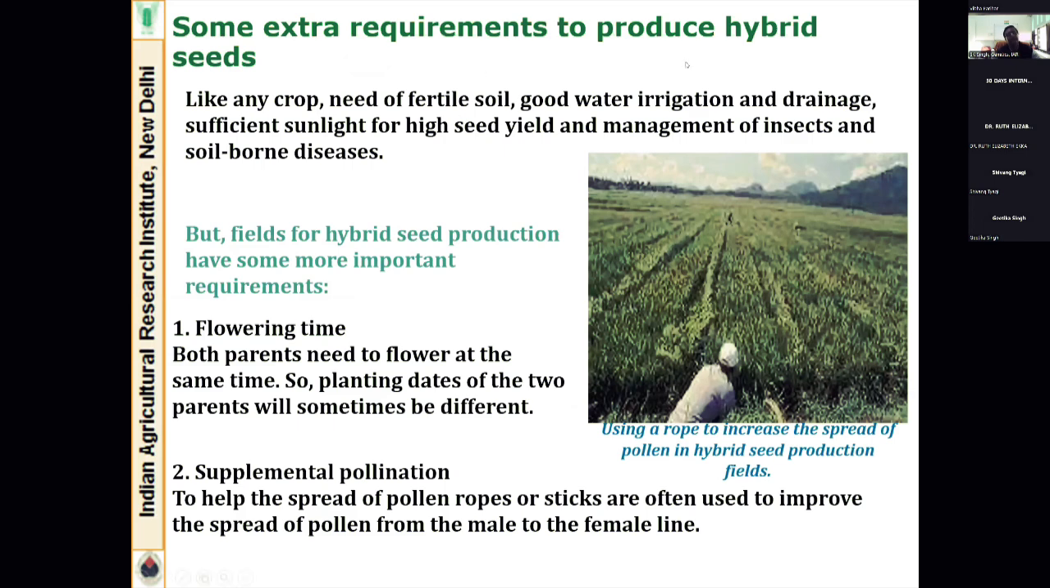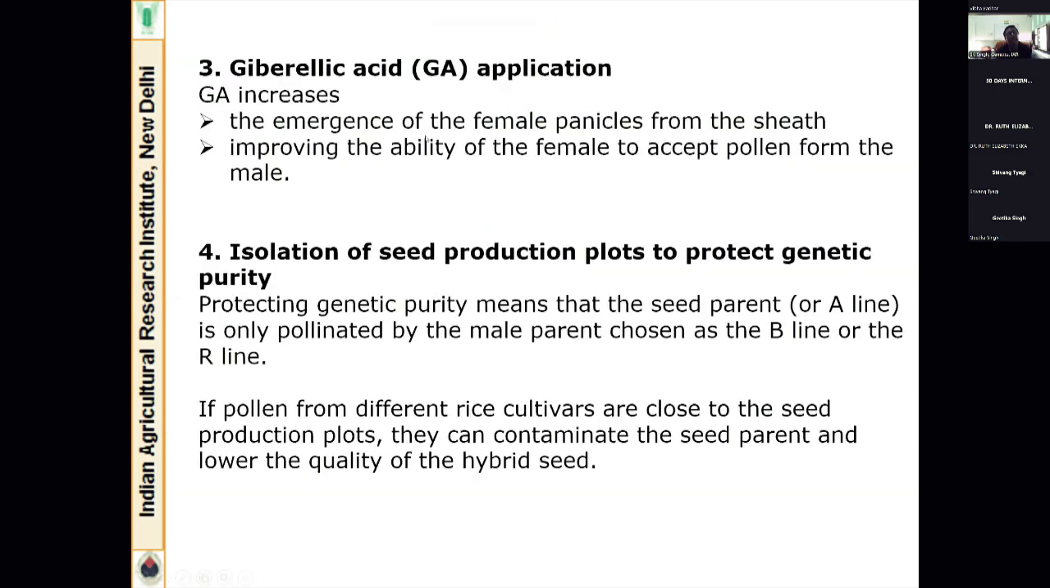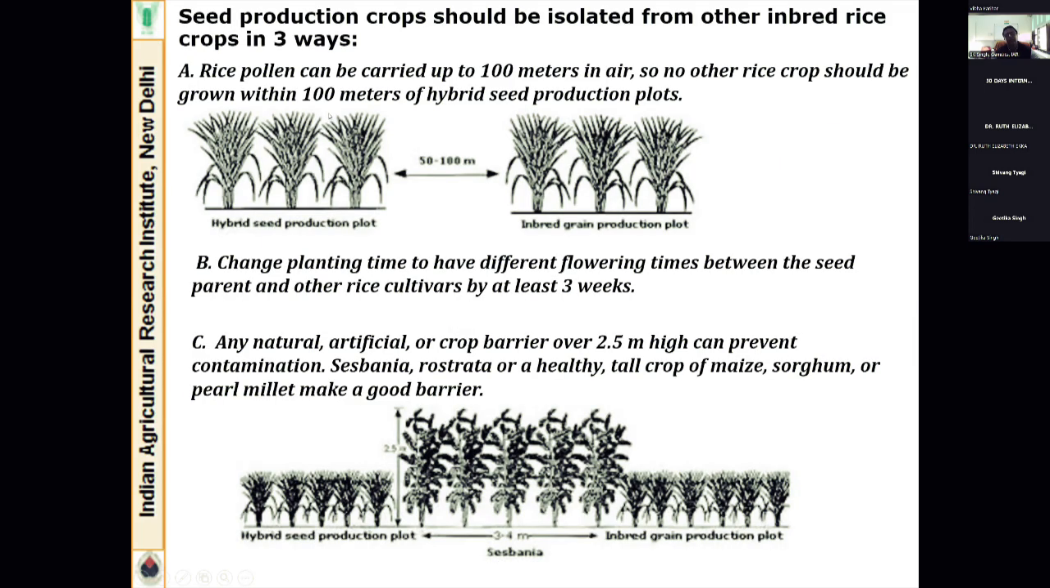Some extra requirements are there for more pollination when we use the hybrid development technique. In this, there may be isolation or roguing and supplemental pollination for increasing the pollination in the female parent. And gibberellic acid application is also used for more pollination. Isolation is one of the systems to maintain purity, and for that there can be three ways: either distance, flowering time, or some barriers in between. There may be different types of pollination control systems for unwanted parents.